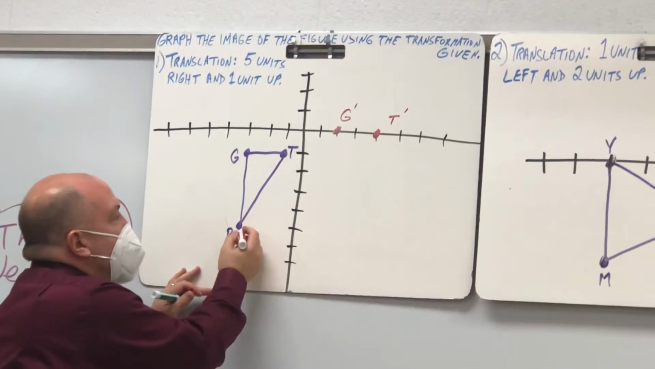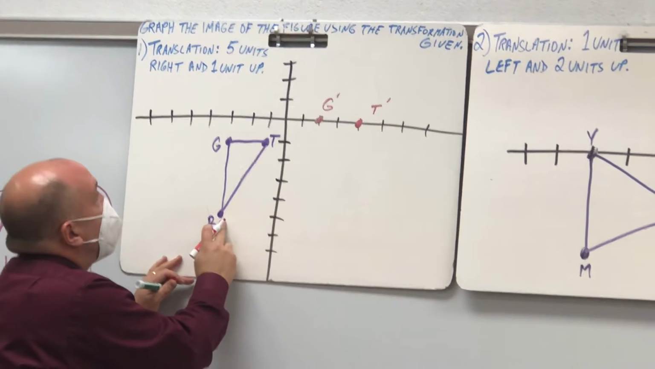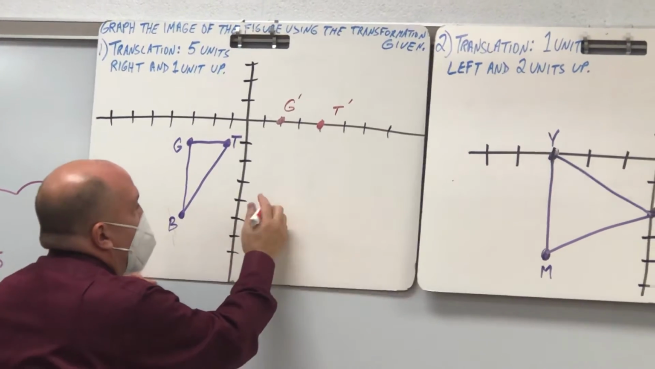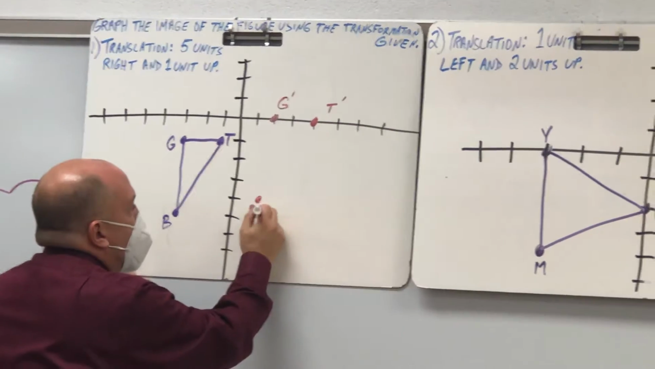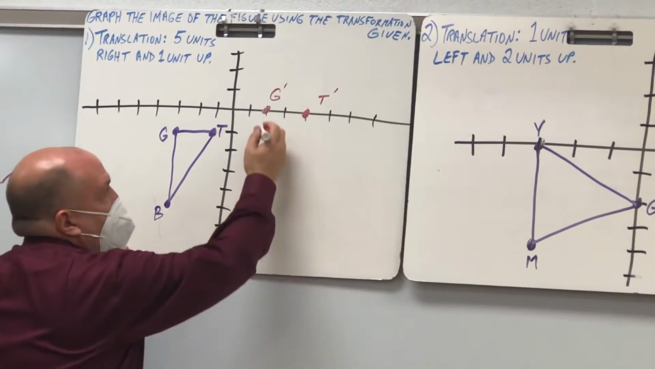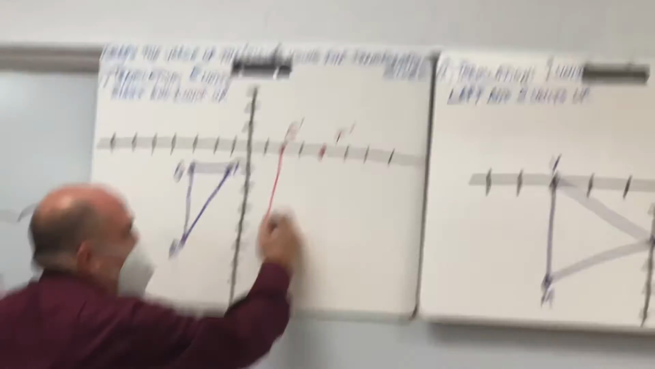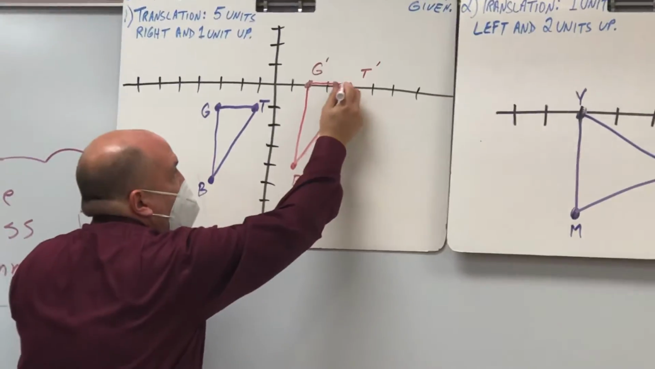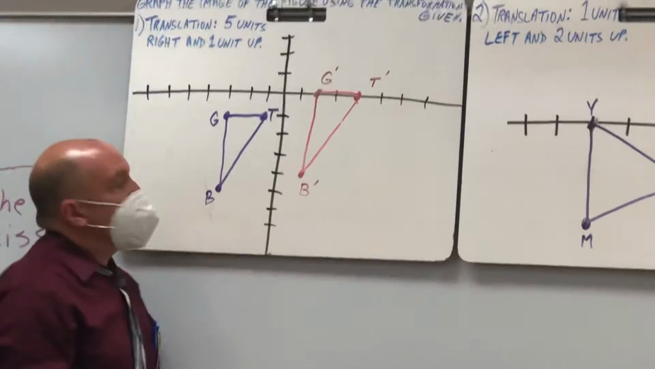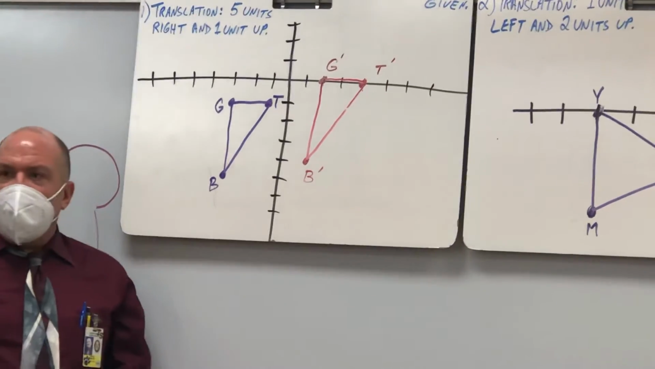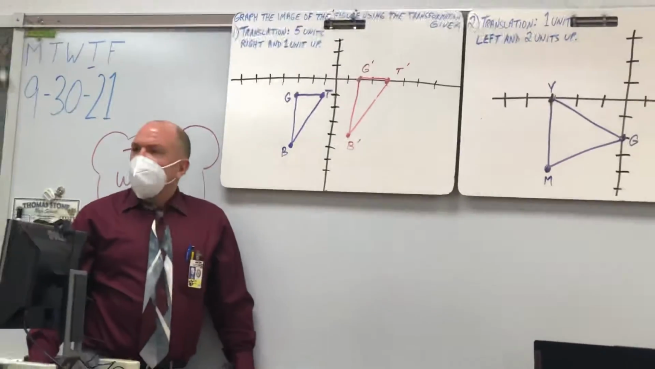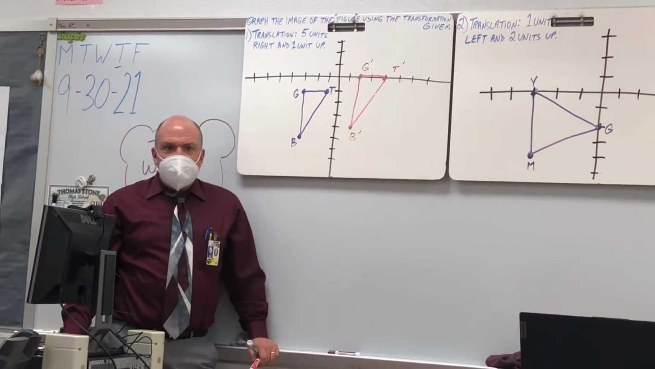I'm going to move B 5 units right, 1, 2, 3, 4, 5, and 1 unit up. And call it B prime. Draw my figure. And that is 5 units right and 1 unit up. Can I have a nod if that made sense, what just happened there? Easy, right?